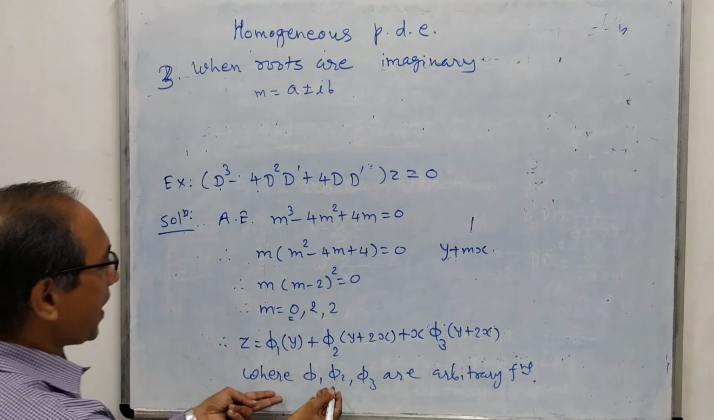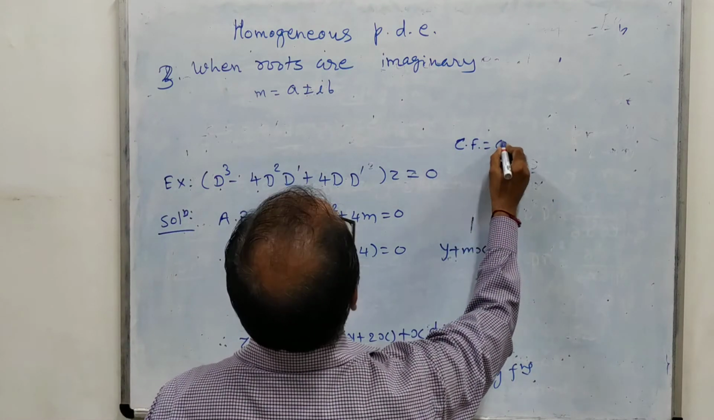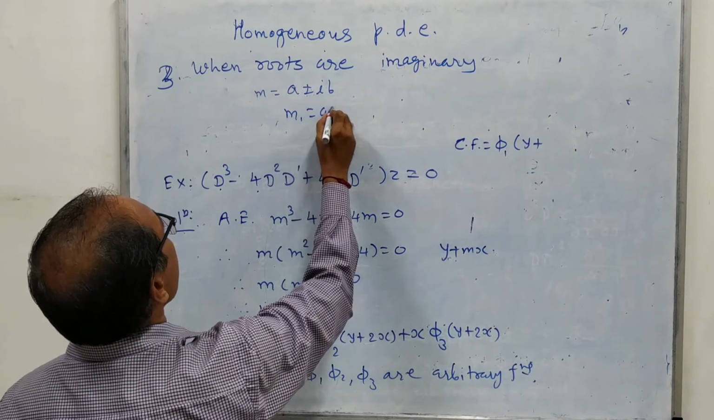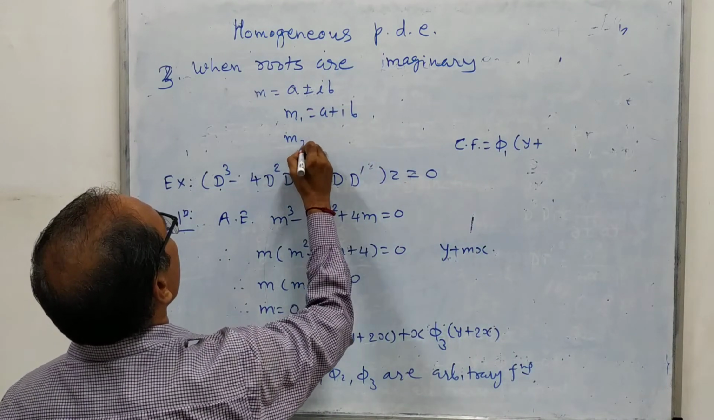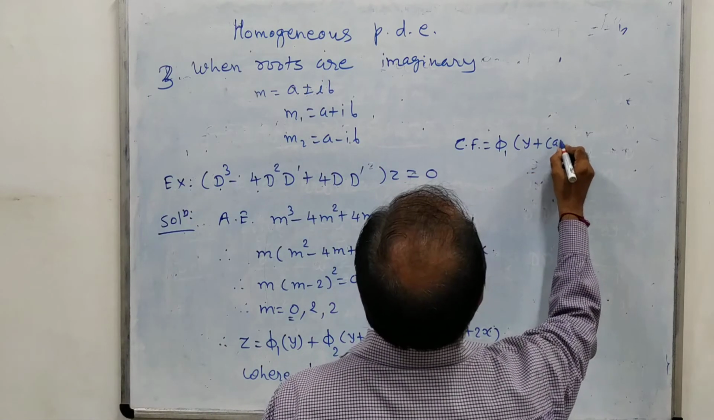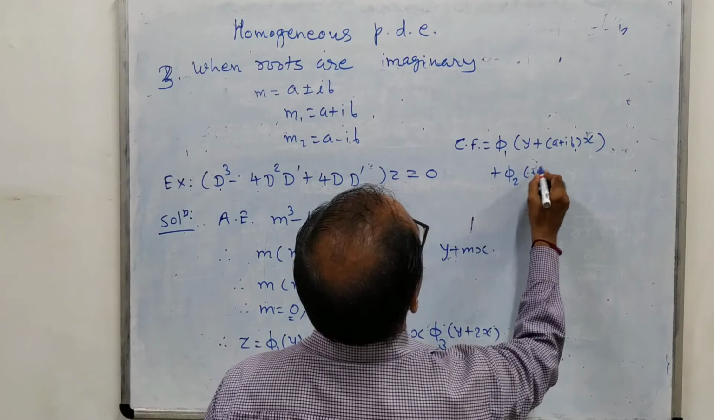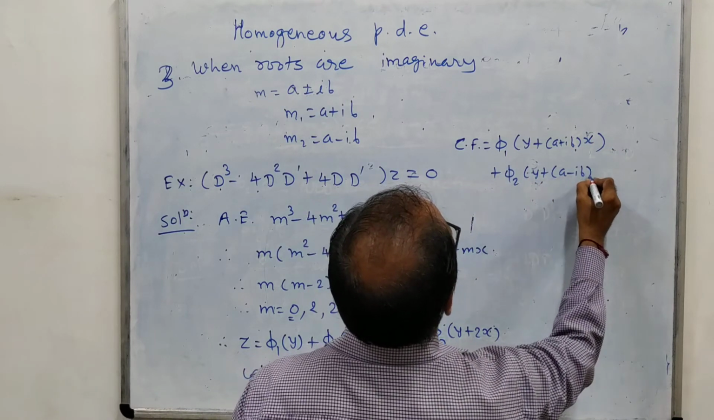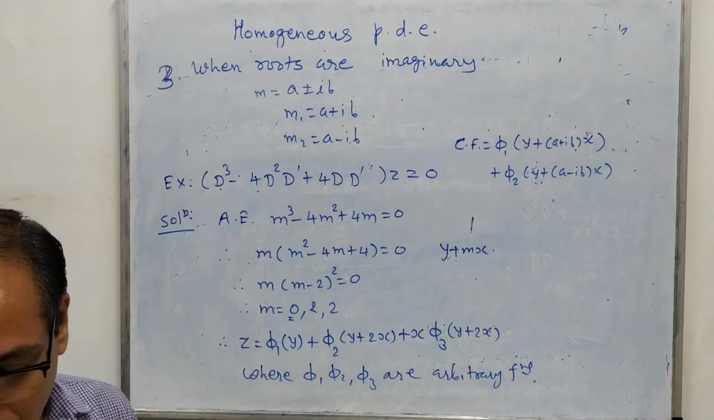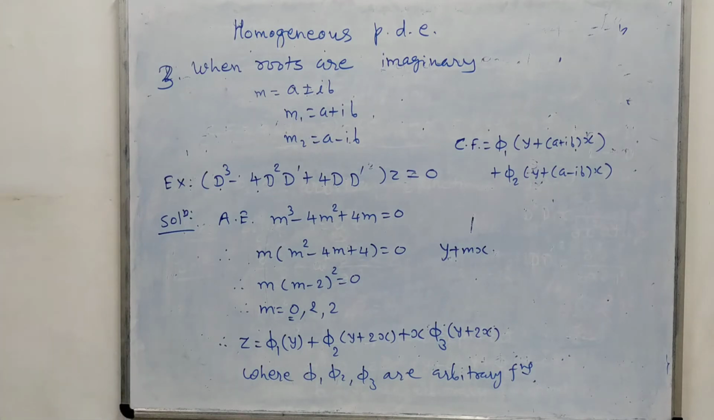So by using this fact, we can write down this solution as CF equal to phi 1 y plus m1x, because here m1 is a plus ib and m2 equal to a minus ib. So you can also write this as phi 1 y plus a plus ib into x plus phi 2 y plus a minus ib into x. Okay. So in this form also you can write down the solution when the roots are imaginary.